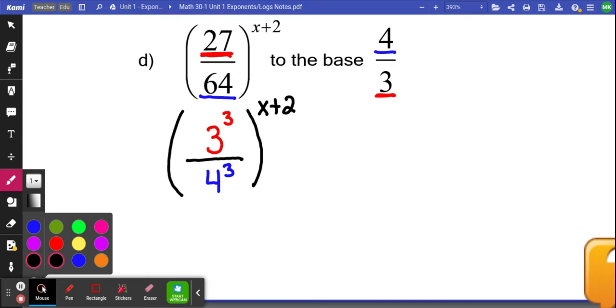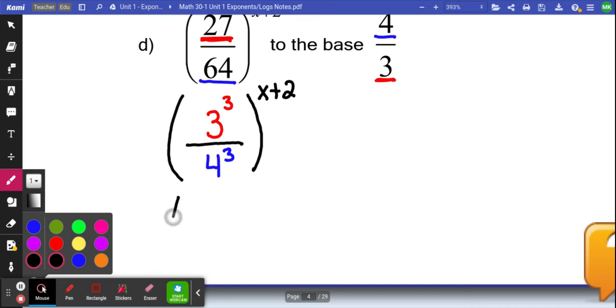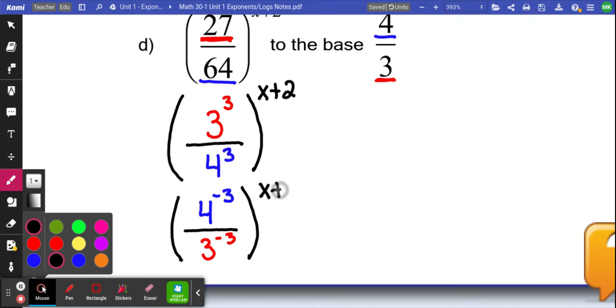If I wanted the 3 to the power 3 to go to the bottom, it would become 3 to the negative 3. Anytime you move a power, it changes that symbol. So now it looks like this. 4 to the negative 3 over 3 to the negative 3. And now I've matched what they wanted. Now I have 4 over 3. Right? There's that negative exponent trick. If you want to move something, change the exponent.